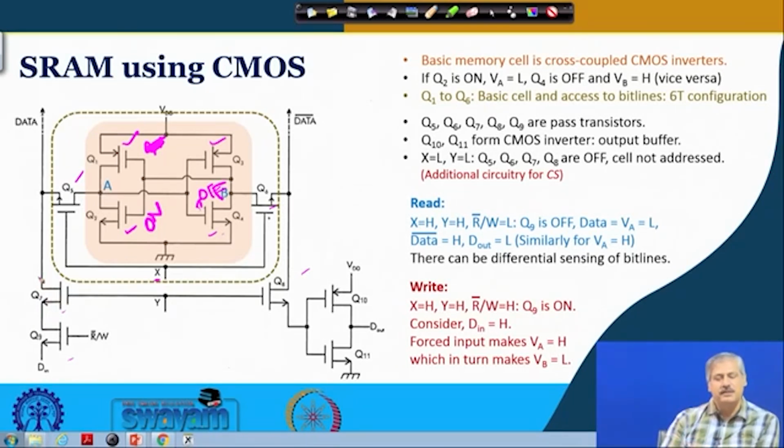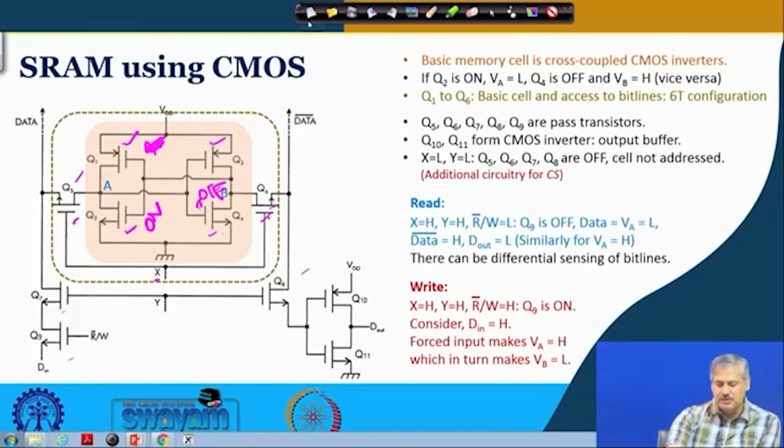So, one is getting connected to the other. So, information, the value signal, moves from one side to the other side. Okay. So, that is the pass transistors that we are talking about. And whenever this x becomes high, the Q5 and Q6 make data available to the data and data bar lines, the bit lines. So, these are providing access to the data lines.